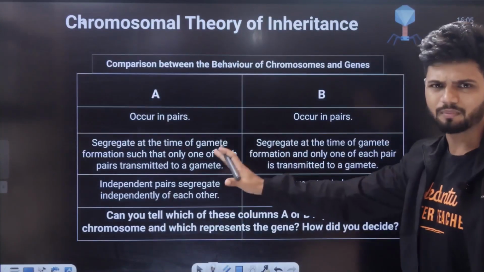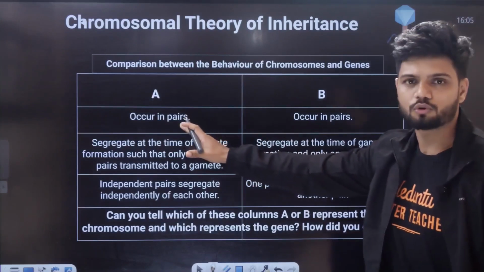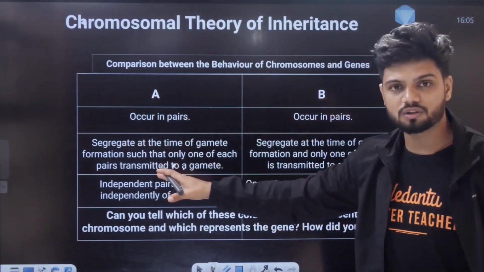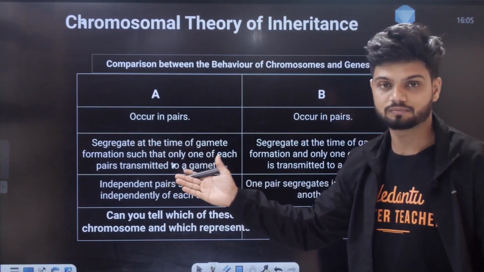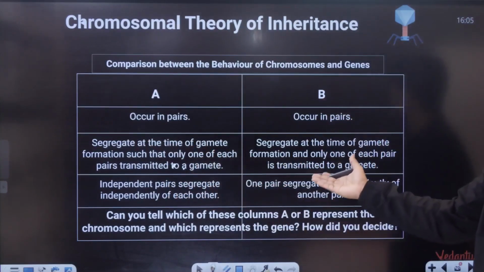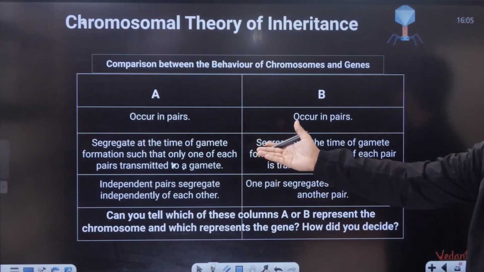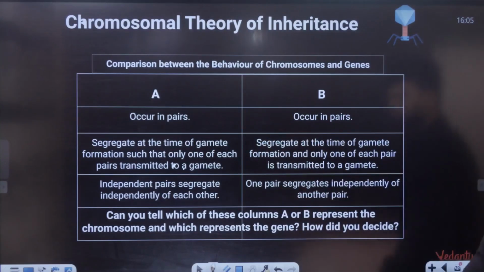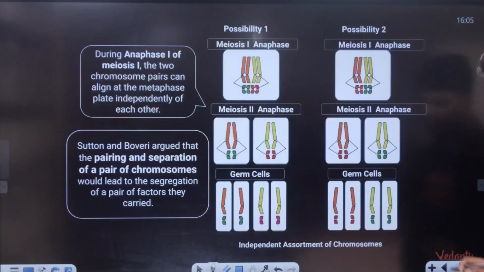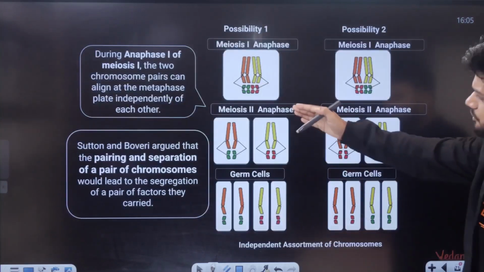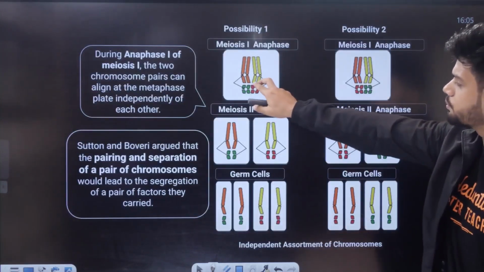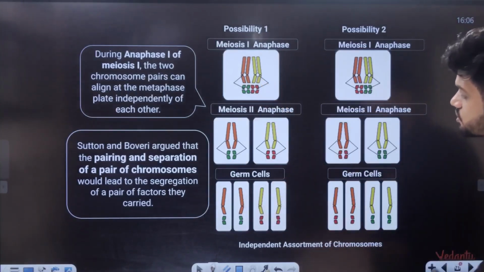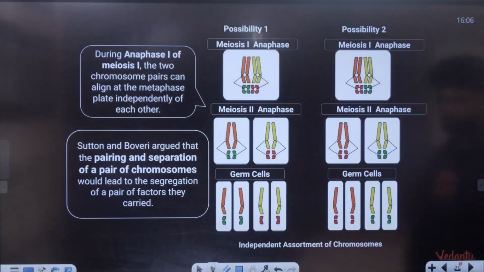Here they have given you a quick example. Like, if chromosomes occur in pairs, genes occur in pairs. Chromosomes segregate at the time of gamete formation. Chromosomes separate, right? Genes also separate, especially in anaphase 1. In anaphase 1, homologous chromosomes separate. Same thing is happening here, so both of them have some kind of relation. See, in anaphase 1 homologous chromosomes are separating. In anaphase 2, sister chromatids are separating. Similarly, the genes present there are also separating. Okay.